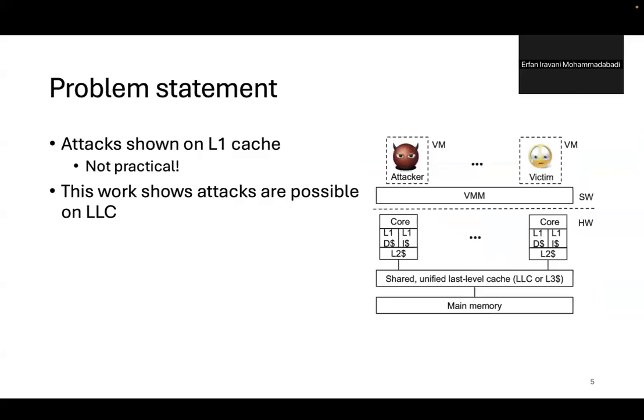Before this work, other works had shown that these types of malicious activities are possible through the L1 cache. However, that is not very practical since the L1 cache is private to a core and virtual machine monitors do not co-locate multiple VMs on the same core. In contrast, the last level cache is shared among all cores and is a more realistic attack vector. So basically, this work shows that these attacks can be done through the LLC.